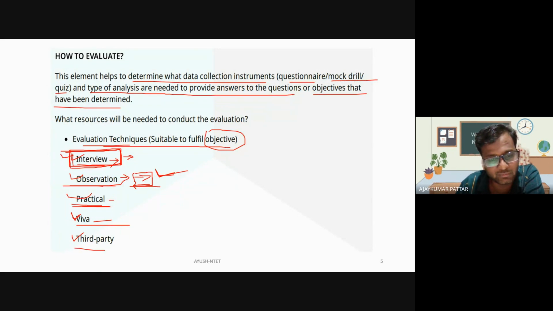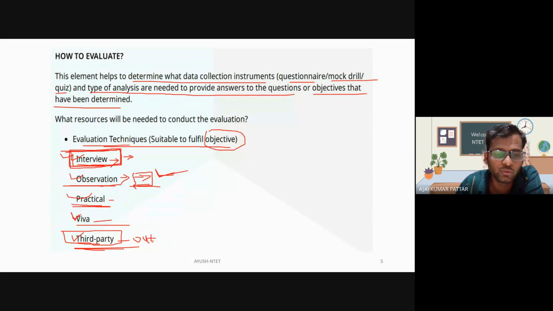Then third party evaluation. Third party evaluation means an outside examiner, or external person, will evaluate the students or learners. That is third party evaluation. Even third party evaluation comes under our national programs of the Government of India.